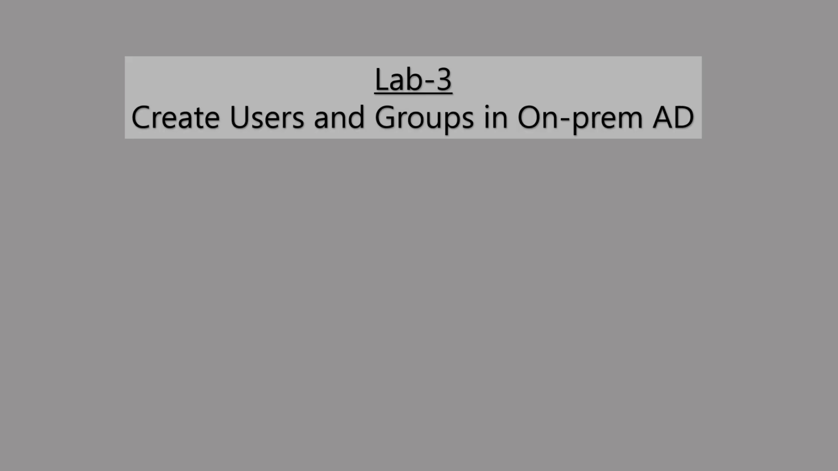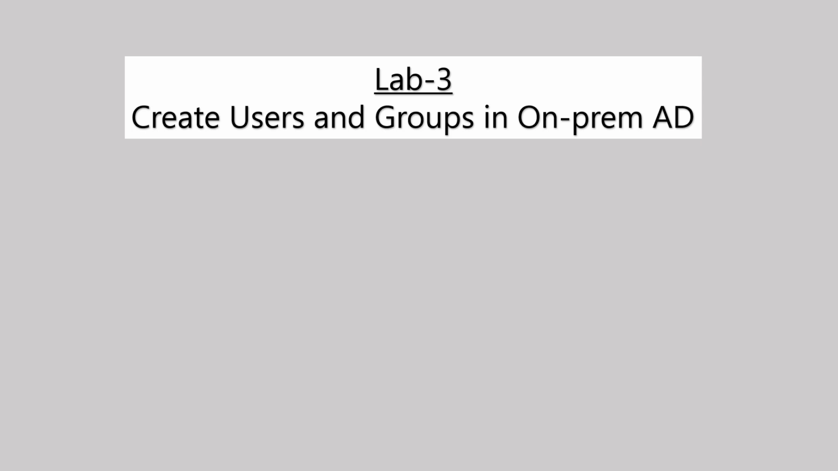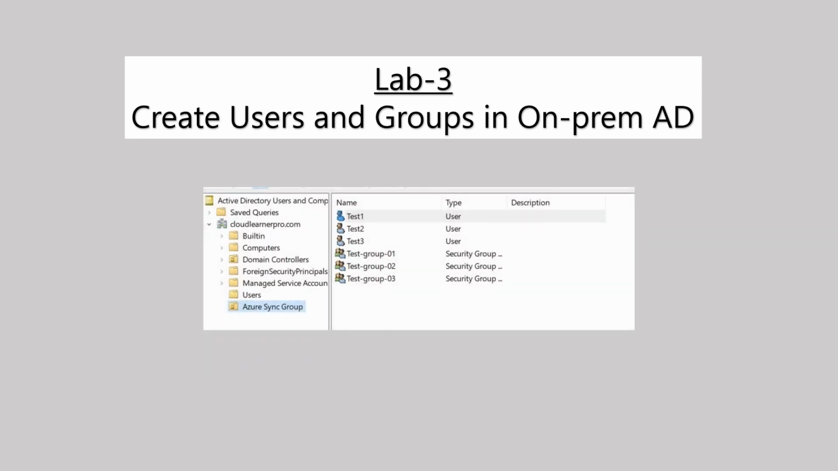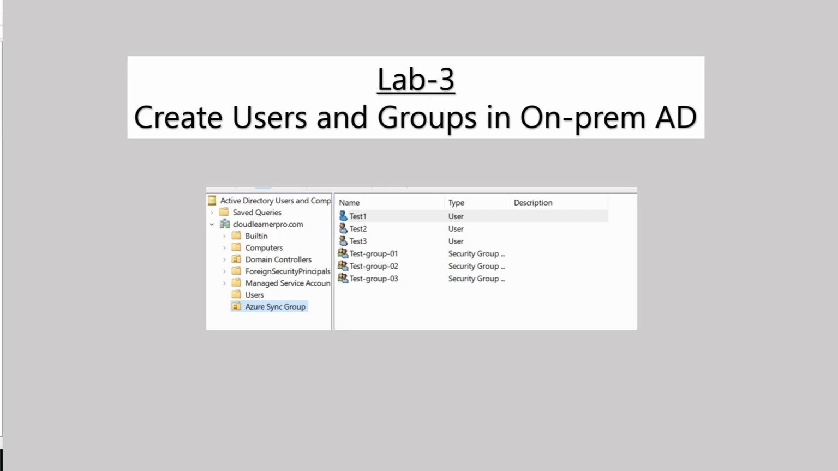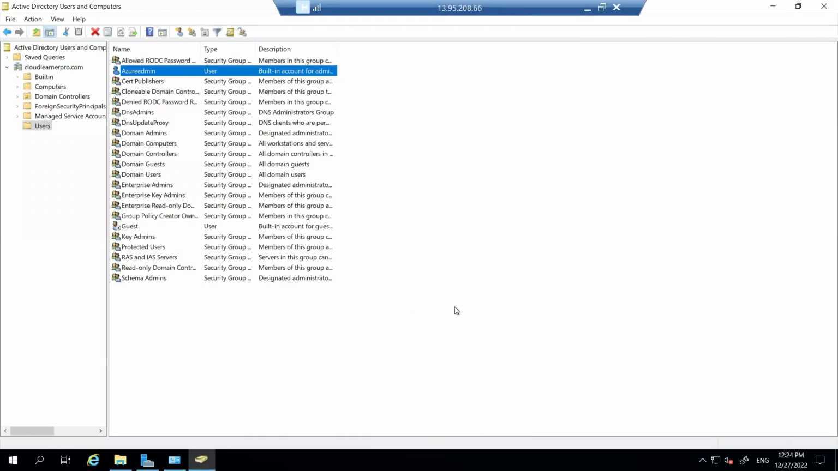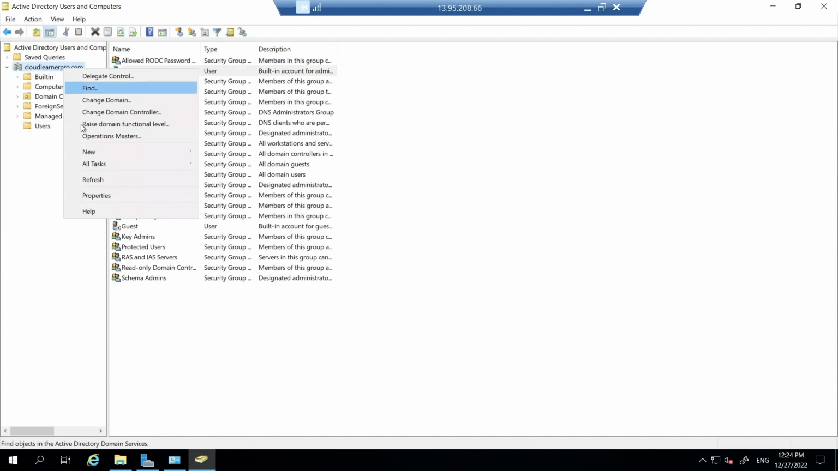Now we will perform lab number 3, that is create users and groups in on-prem AD. I'll be creating users and groups as per the data that has been presented on the screen. Let's go and perform the lab. Now we will go to the third lab, that is creating users and groups in the Active Directory. So what I'm doing is I'm going to click on this domain. I'm going to click on new organizational unit.